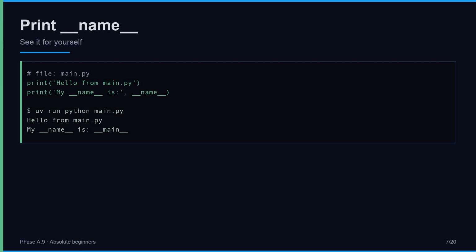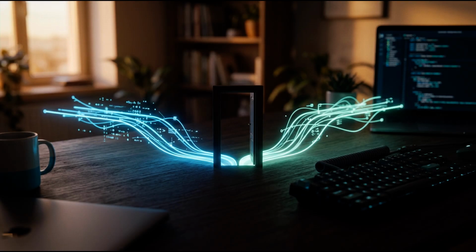A file called main.py with two print lines. The first says hello. The second prints the value of __name__. Run the file directly, uv run python main.py, and you see my name is __main__. Python wrote that value for you. The file did not set it. You just read what Python put there. See it for yourself. Run directly, one path. Imported, another. Same file, two behaviors.